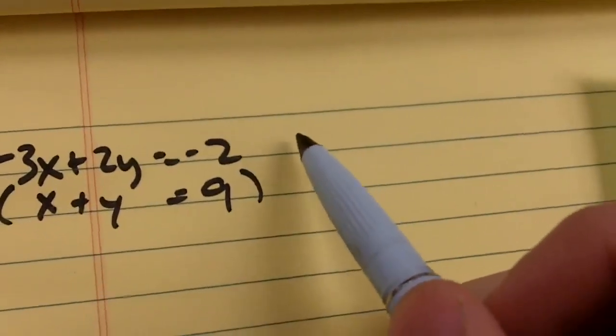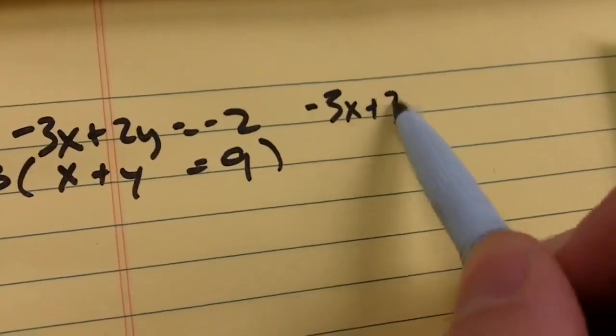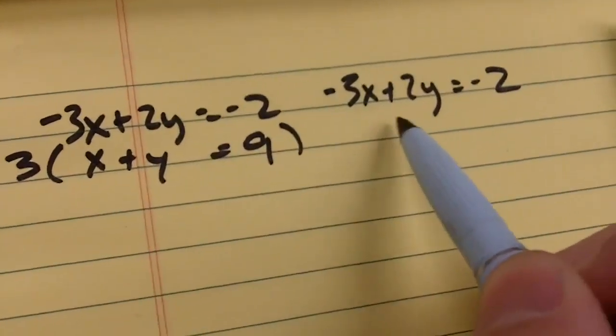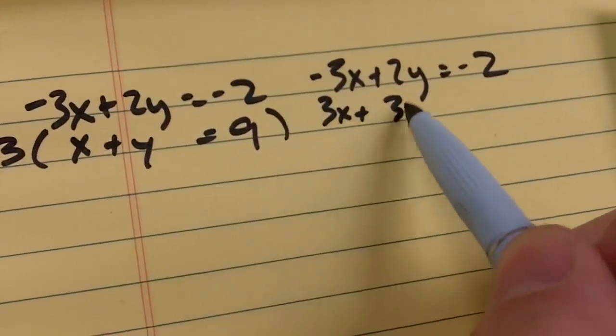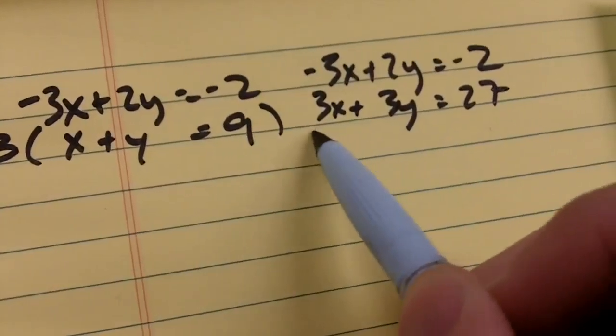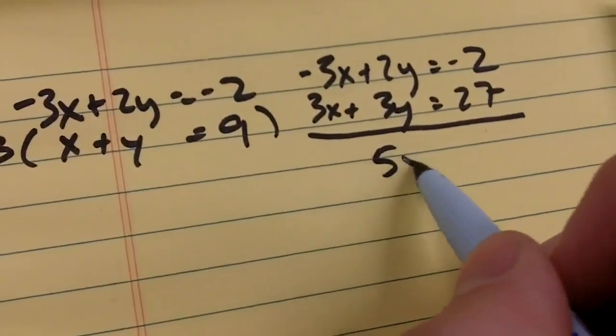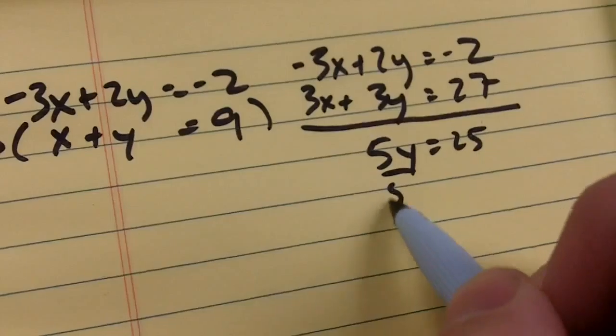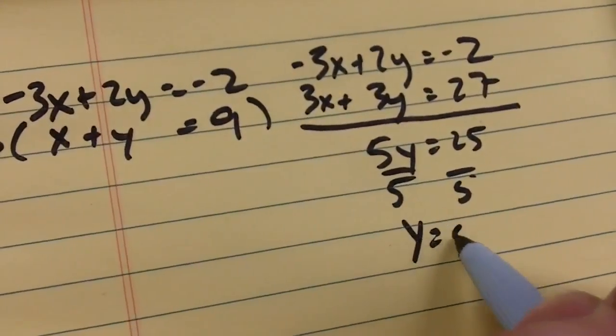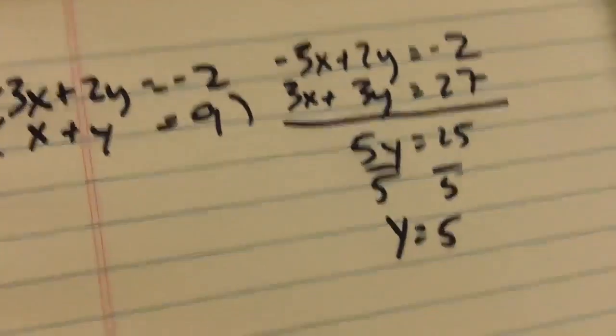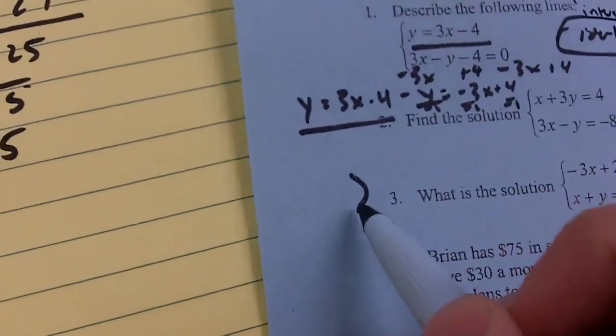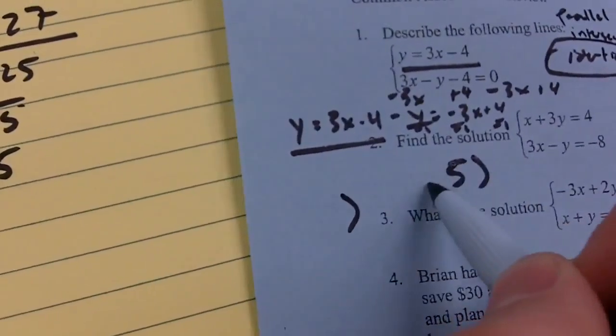So I'm going to rewrite those two equations. Negative 3x plus 2y equals negative 2. 3x plus 3y equals 27. If I add those two equations together, I get 5y equals 25. Divide by 5, y equals 5. So I know part of my solution. I know the y coordinate is 5.